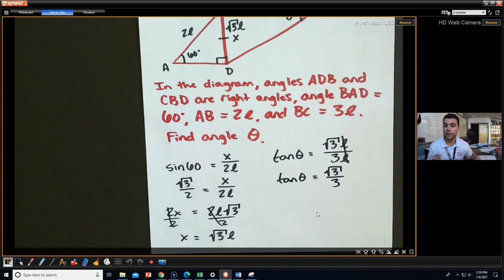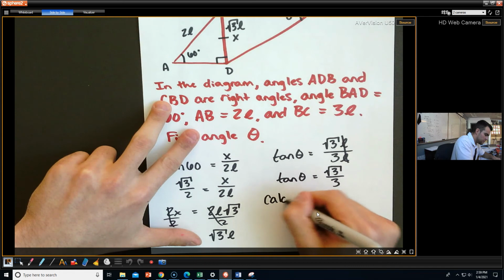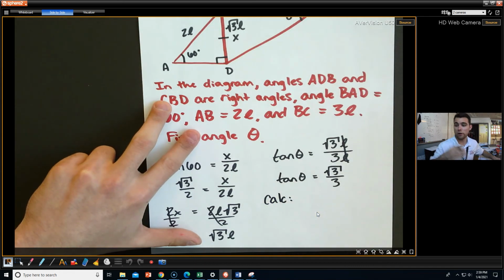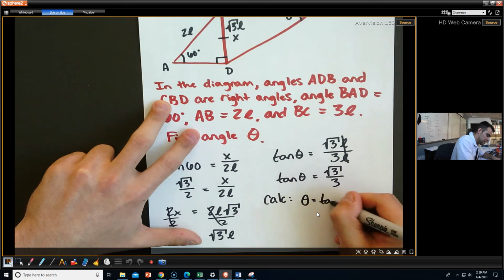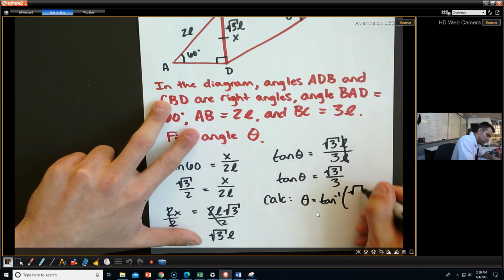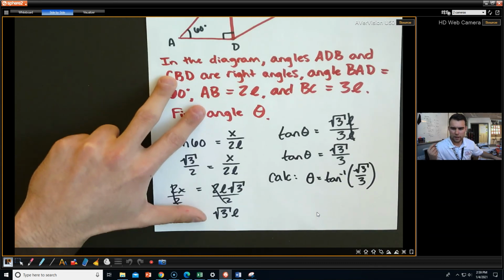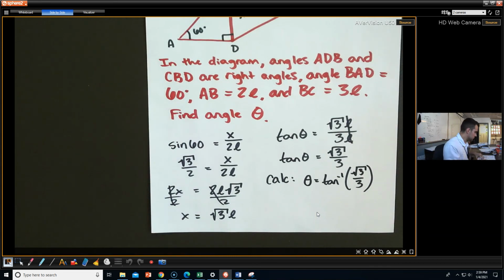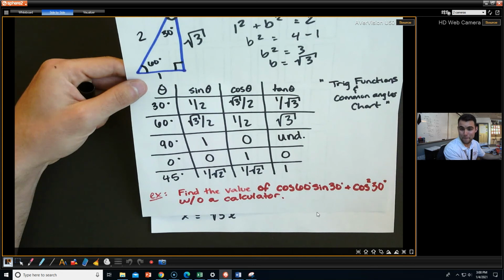Now, we want to find what that angle theta is. There's a couple things we can do. First of all, we can use a calculator. What you can do with a calculator is you can take the arctangent of both sides, and you'll end up getting theta equals the arctangent of square root of 3 over 3. Just make sure you're in degree mode. The other thing we can do is look at our chart. Is that a known value? It doesn't look like it. Doesn't look like it, but it is.